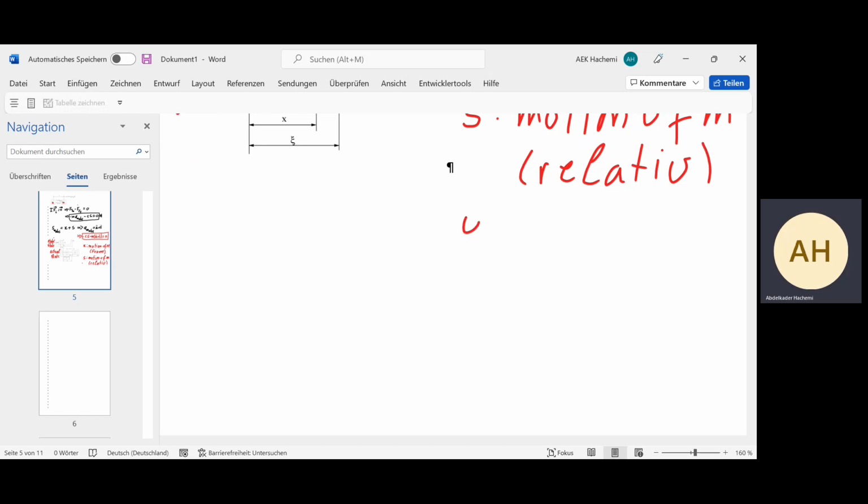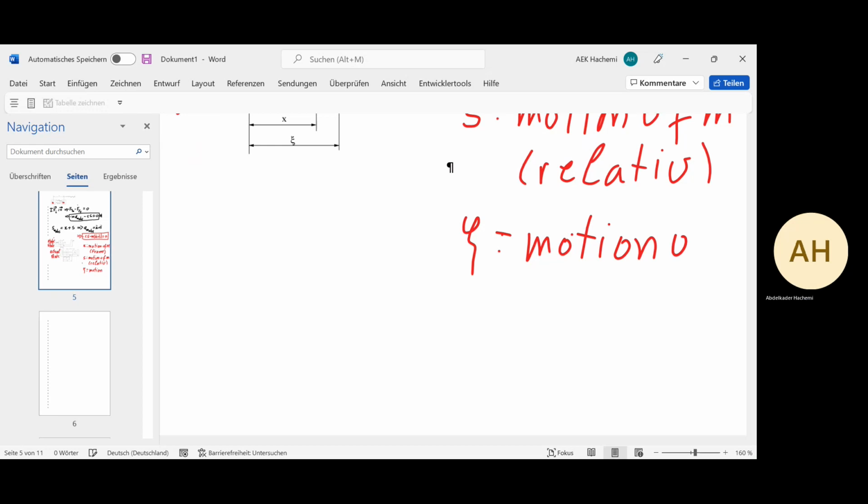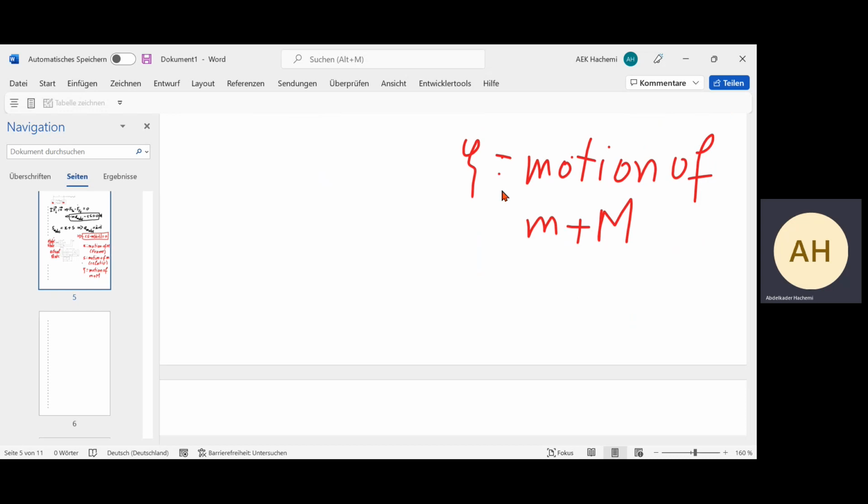And here c, the motion of M plus m. Okay, this is the total, let's say the global motion of the system here, which is composed of small letter m, the mass small m, and the wagon with the capital letter M.